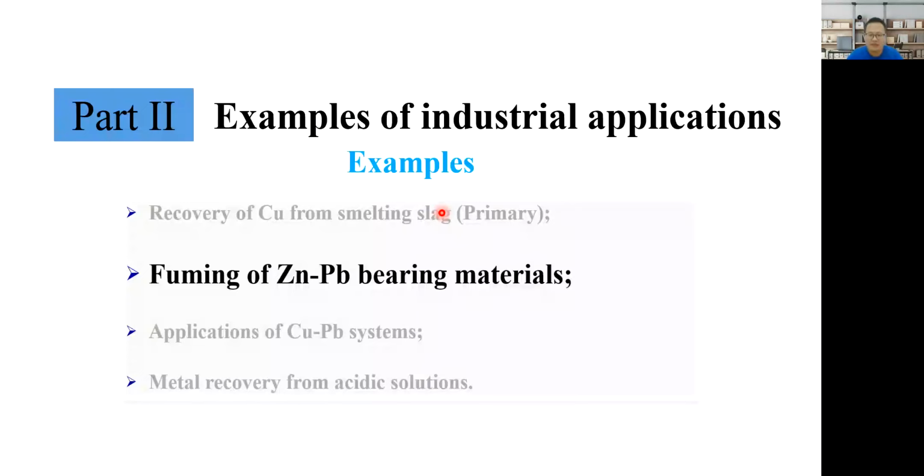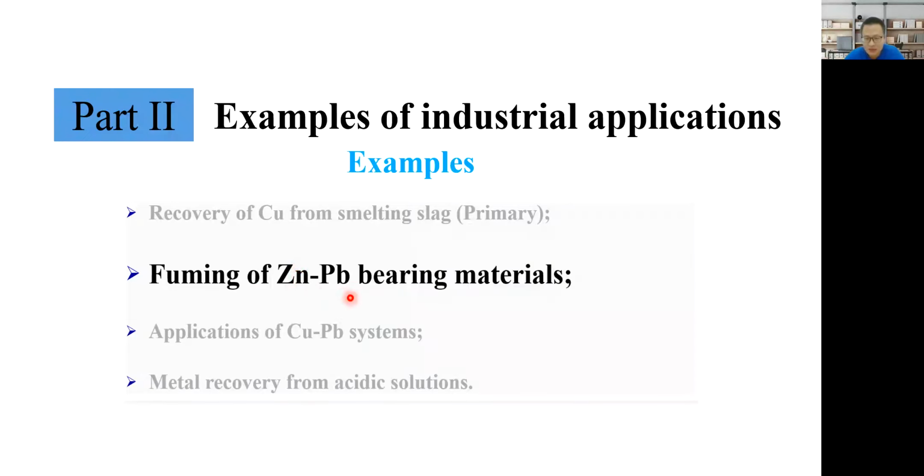And how about the second example? I am going to talk about the fuming process of zinc and lead bearing materials. Zinc is an important metal when you have a very big iron and steel industry, because zinc is used for coating iron for anti-corrosion purposes. And this zinc is also produced from sulfide minerals, from hydrometallurgy. There are a lot of zinc-containing residues produced from zinc hydrometallurgy, and those materials should be treated.